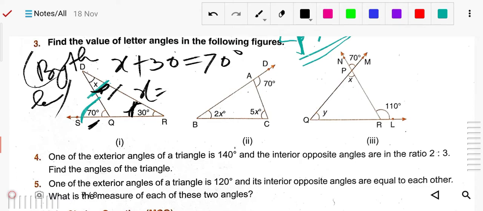So 70 minus 30, you will get 40 degree, because 30 will go to this side. So 70 minus 30, because here is the plus, when it goes to the other side it will be minus. So your value of x is 40 degree.